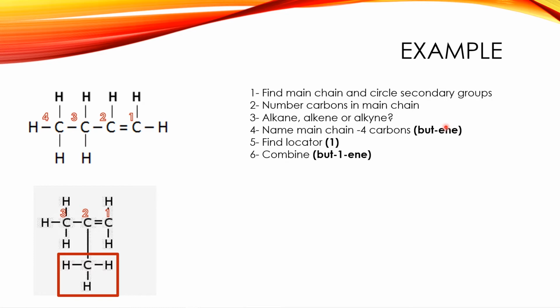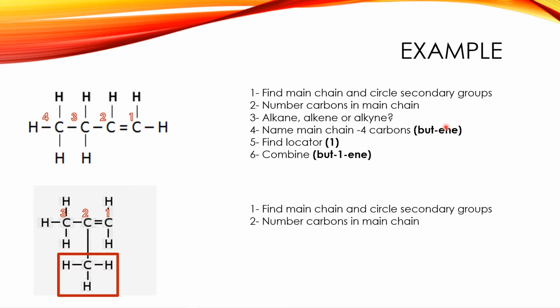All right, with the second example, we again find the main chain, circle the secondary groups, done. We number the carbons. So in this case, we're going 1, 2, 3, again from right to left, because the double bond is over here. So that means the 2 locators are going to be 1 and 2. Instead of, if we started it over this way, it'd be 2 and 3. So we're going for the lowest numbers again.